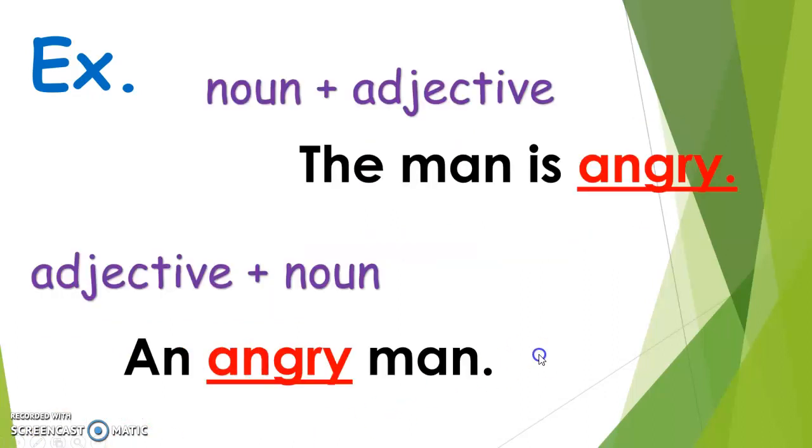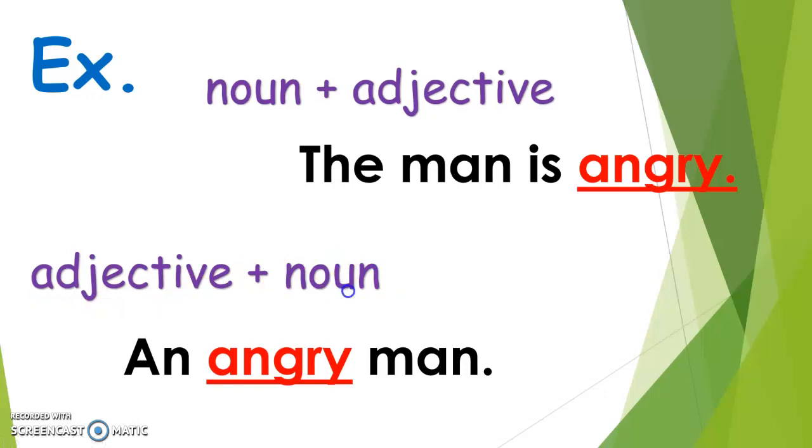So this is how you are going to do it. Noun, adjective. Adjective, noun. So this is the example of the sentence that have noun and adjective. So it is very simple. You are going to make like this. The man is angry. So man is the noun and then angry is the adjective. Noun, adjective.